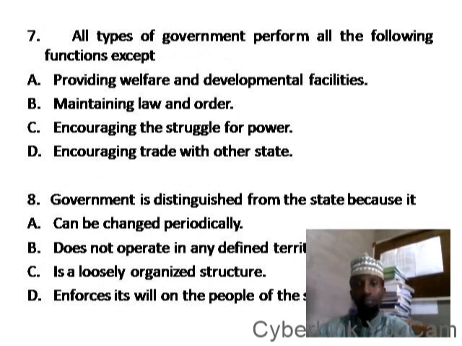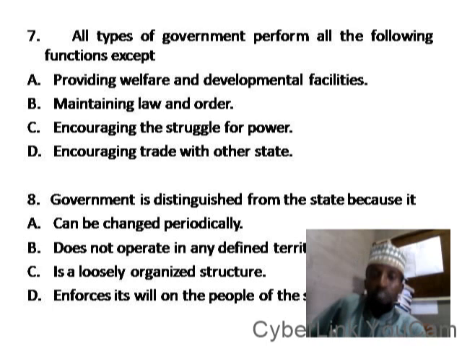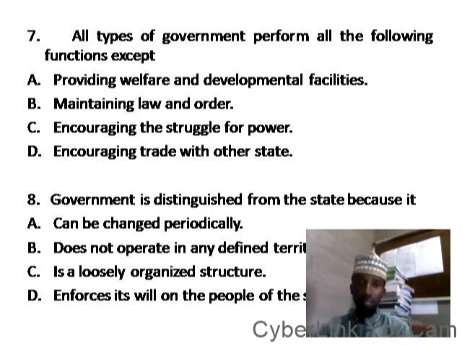Number 7, all types of government perform all the following functions except: A, providing welfare and developmental facilities. B, maintaining law and order. C, encouraging the struggle for power. D, encouraging trade with other states. There is one thing I want to call your attention to. You need to be sensitive when you are dealing with governments.